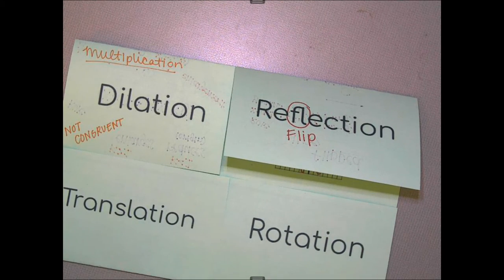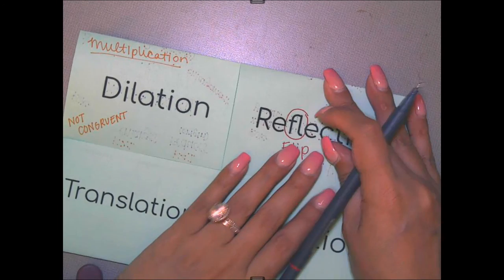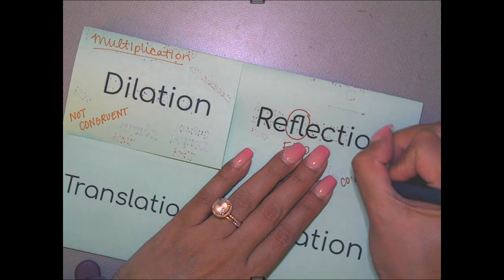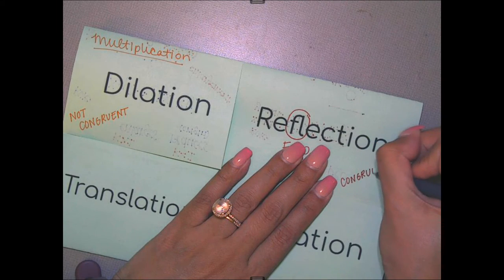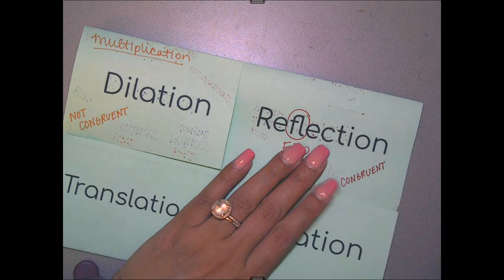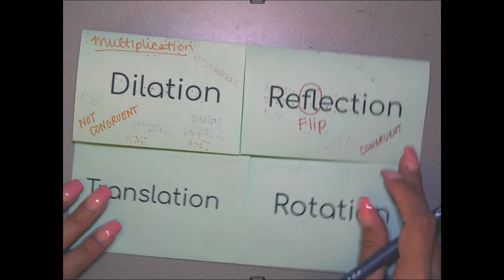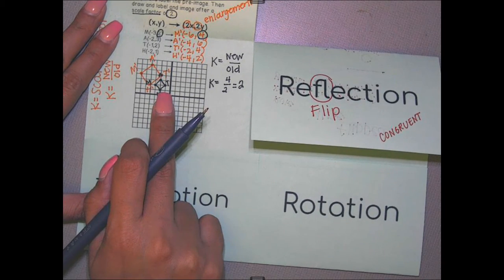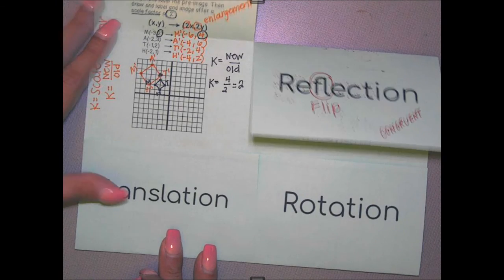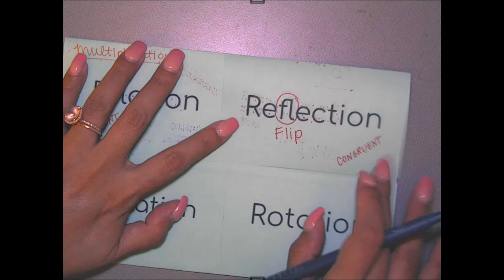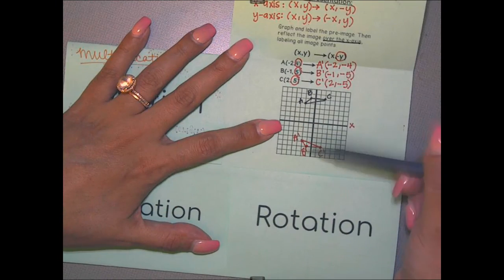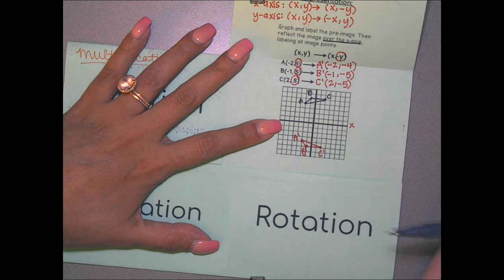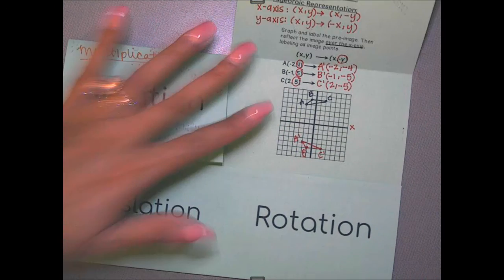Okay. So then on reflection, we're going to write congruent. Because remember, congruent means same size, same shape. In a dilation, they're the same shape, but they don't stay the same size after my transformation. On my reflection, it is the exact same shape and the exact same size.